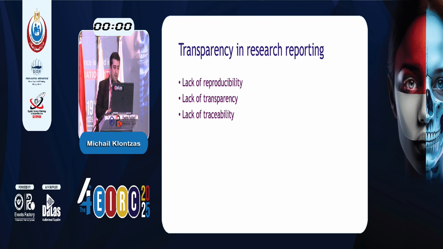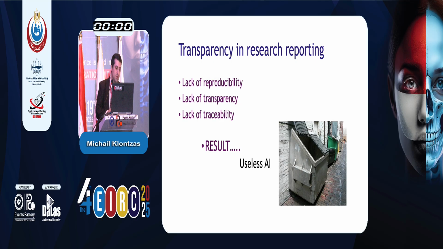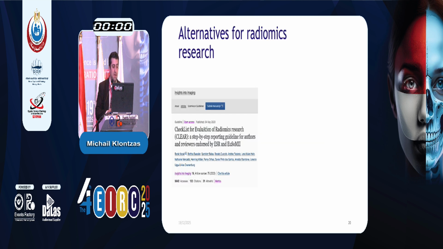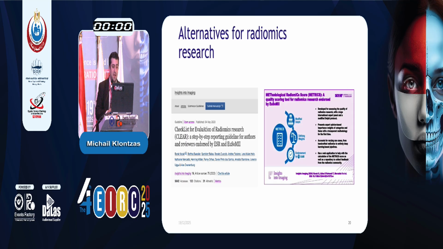Research reporting problems reduce the reproducibility and the transparency, and of course, if you don't have a transparent application, you have useless AI. And there are checklists that you can use to increase the transparency of reporting in your papers. The main one that you can use for AI in medical imaging is the CLAIM checklist that covers anything that has to do with medical imaging AI, apart from radiomics research. And for this, we have the CLEAR checklist and the METRICS score that we already discussed that actually cover peculiarities of radiomics research like feature extraction or feature selection.